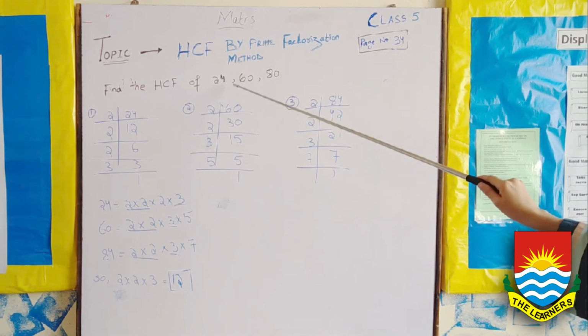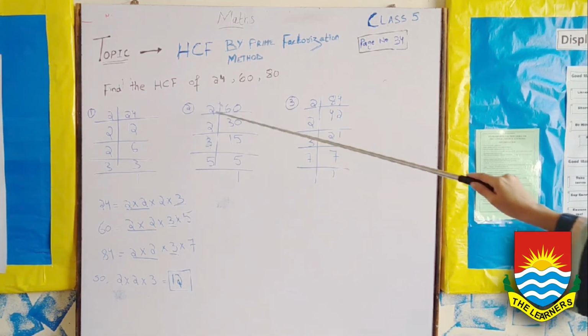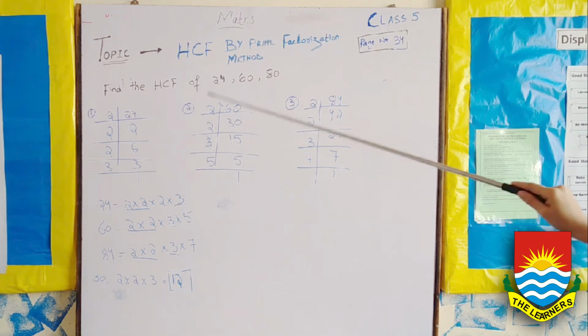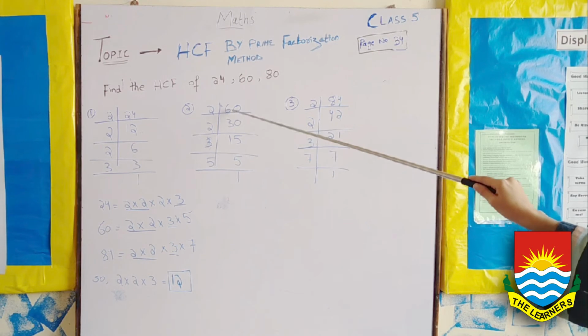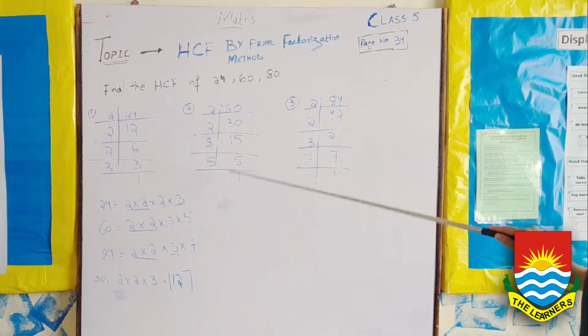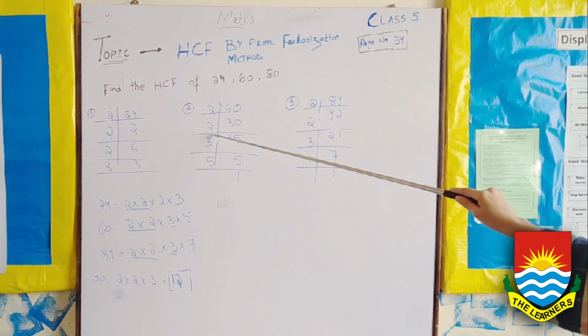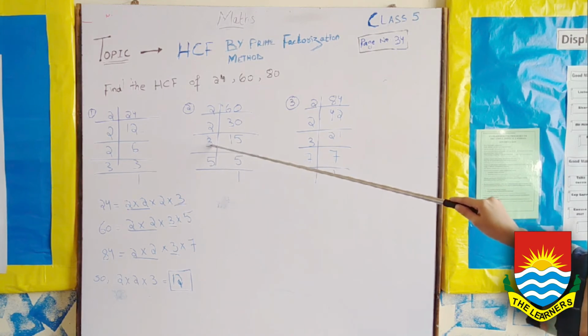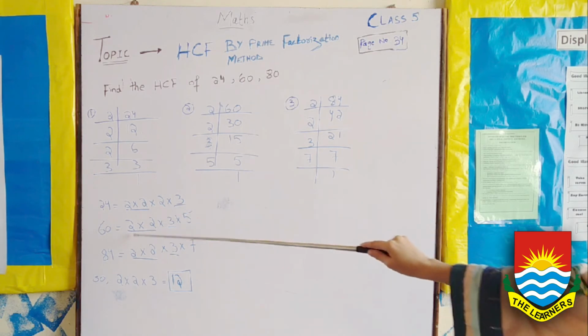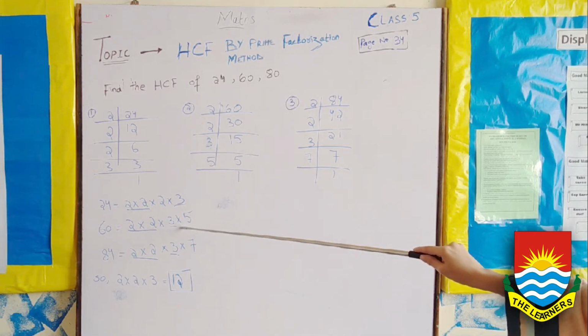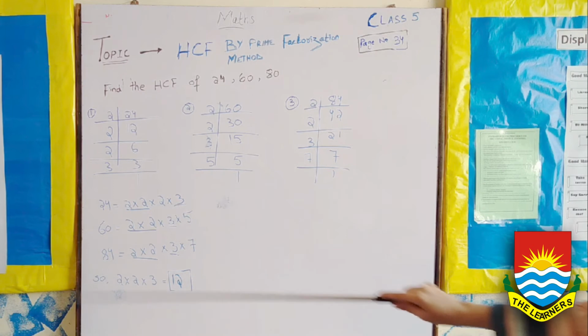Now let's take the factors of 60. Always we have to start from the table of 2. 2 30s are 60, 2 15s are 30. Now in the 2 table there is no skipping, so we take 3 5s are 15 and 5 1s are 5. So 2 multiplied by 2 multiplied by 3 multiplied by 5 are the factors of 60.